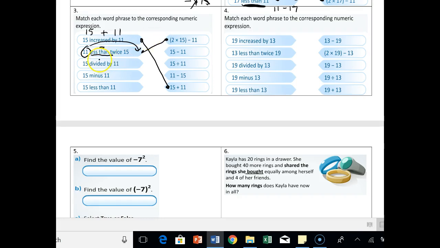15 divided by 11, that's very straightforward. It's just a division problem. That matches up with the third numerical expression. 15 minus 11 is also straightforward. It literally is read in order and matches up with the second numerical expression.